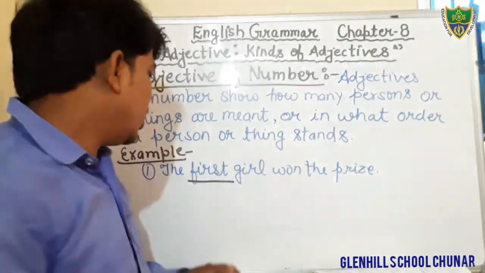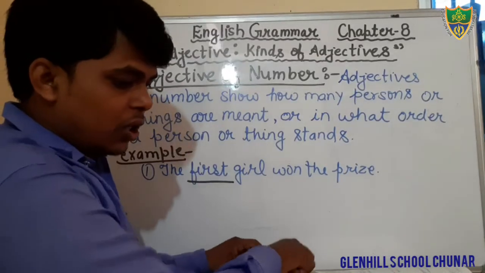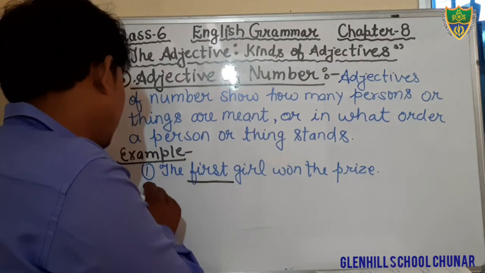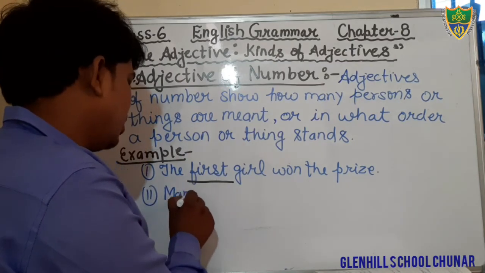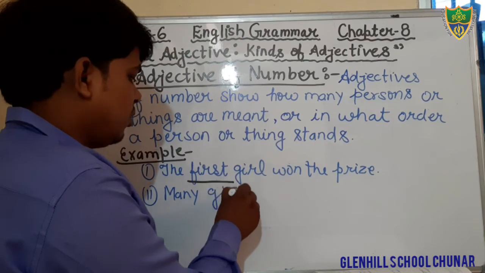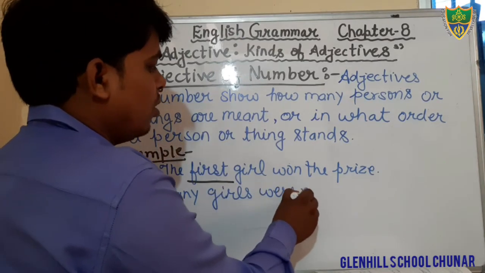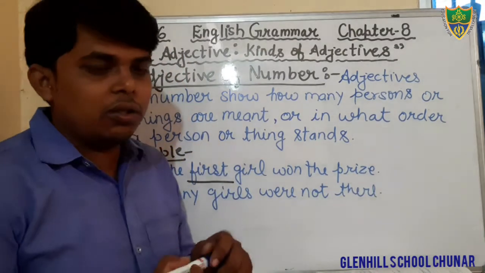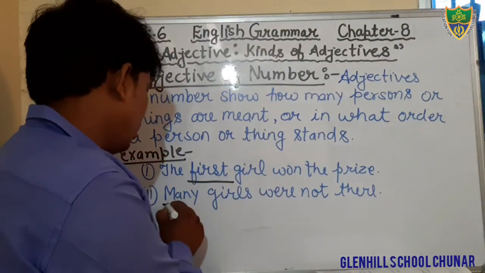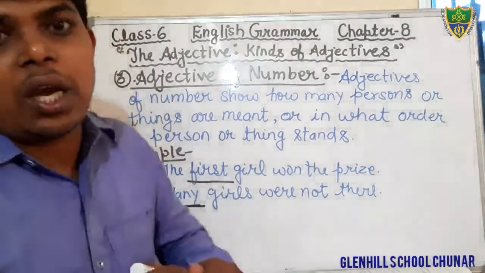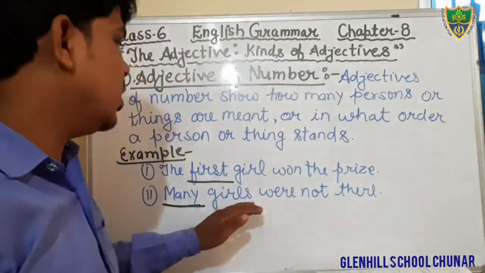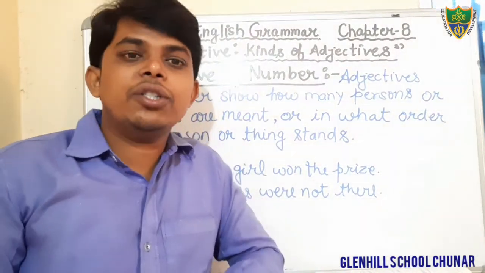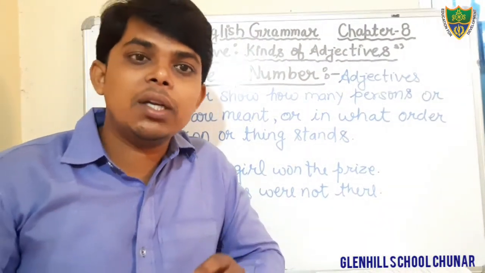Okay, students. Another example we can see. It is also given in your book. Many girls were not there. Yes, friends, you can see here the word many denotes the number. Many girls, and we can count it. Many girls were not there. In this sentence, what is the adjective of number? The word many.